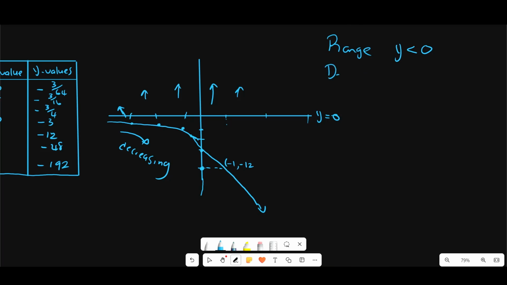Then the domain is basically x is an element of the real numbers, or you can write it as x element of from negative infinity to positive infinity. It doesn't matter how you write it, as long as you include all the values of x.